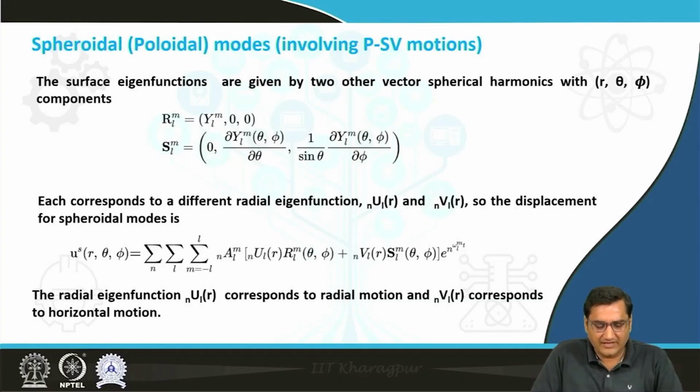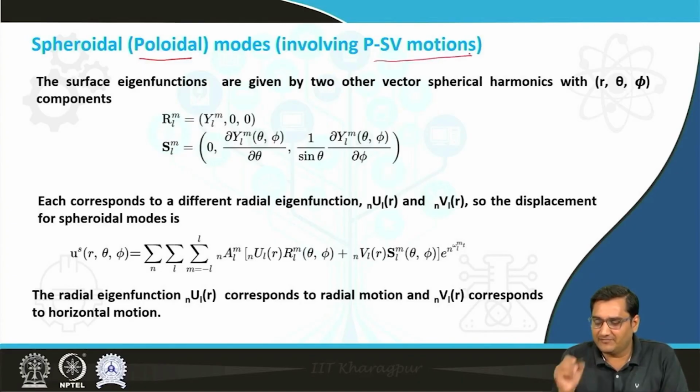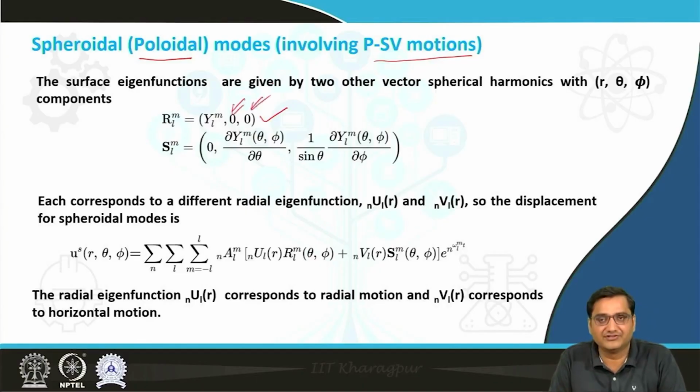Now let's talk about the spheroidal mode, which is also known as the poloidal mode, which involves P and SV motion. So you can understand the displacement will have two terms. One is for the radial motion, another one is for the horizontal motion. So the radial motion can be represented by this particular expression, where you can see the motion associated with theta and phi are 0, or you can say the motion in latitude and longitude, or the angular motions, are 0.